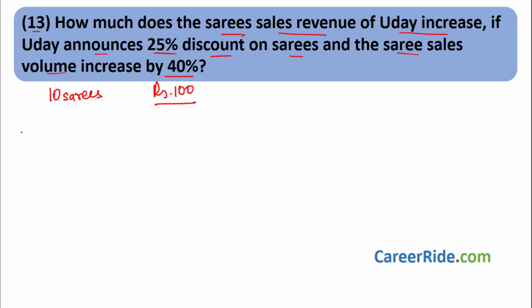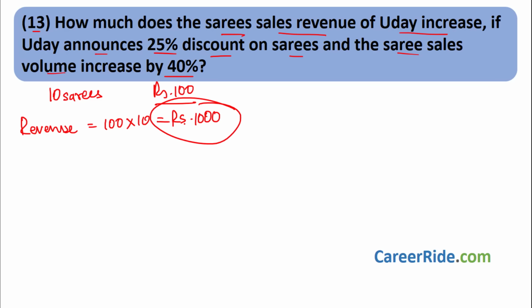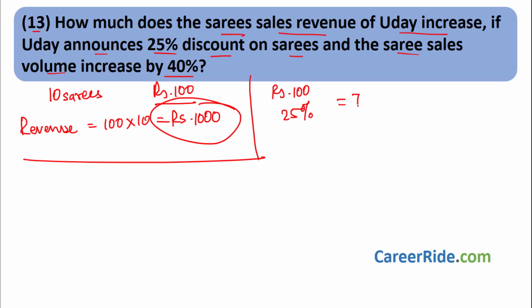So what is the revenue of Uday? Revenue of Uday is nothing but 100 rupees each saree into 10 sarees, that is rupees 1000. This is the initial revenue of Uday. Now what does Uday do? Now Uday gives a 25% discount on sarees. So initially the price was 100, with a 25% discount, okay? So what will the price be? 100% minus 25%, that would be 75% of 100, right? That is nothing but rupees 75. This is the new price of a saree, right?